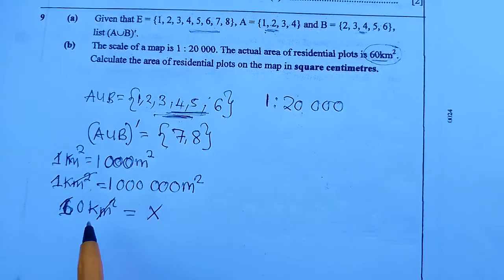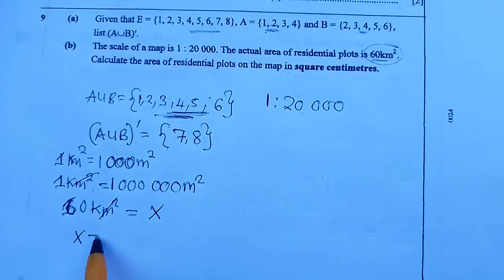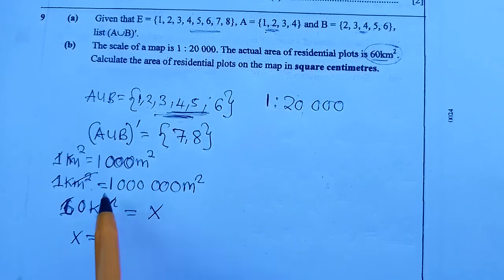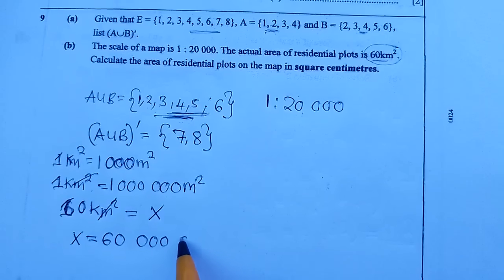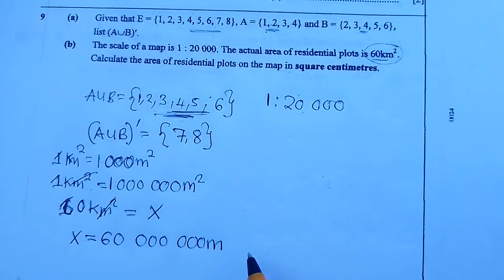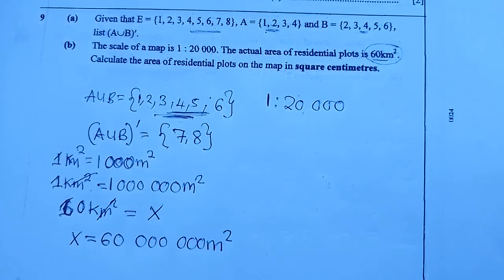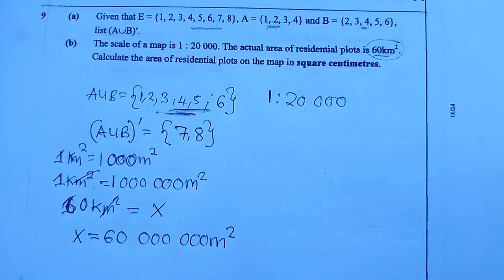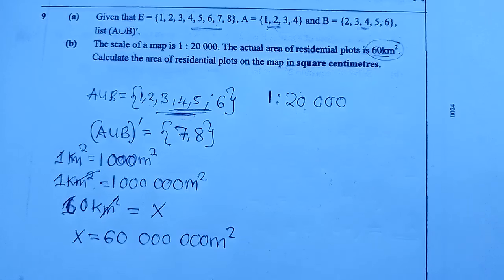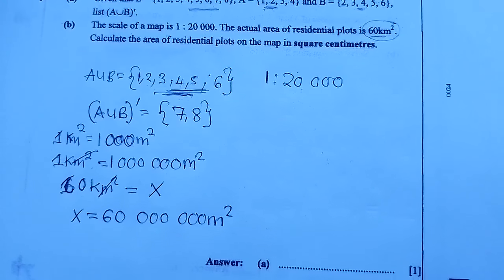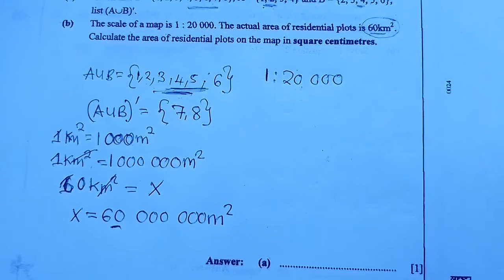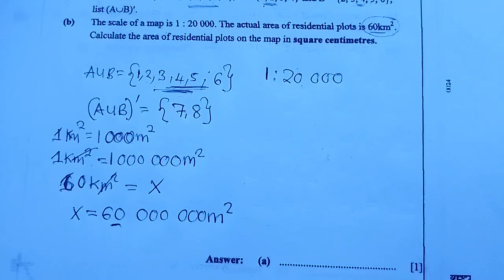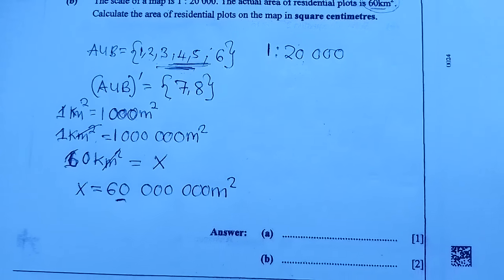So these cancel out. x times 1. So x is equal to, I multiply 60 times that one. So it is going to be 60, then 6 zeros like this. This is the conversion to meters. So I've converted now to meters. So from meters now, I convert this to centimeters. So how can I convert this to centimeters? I follow now. This is what I'm going to do.